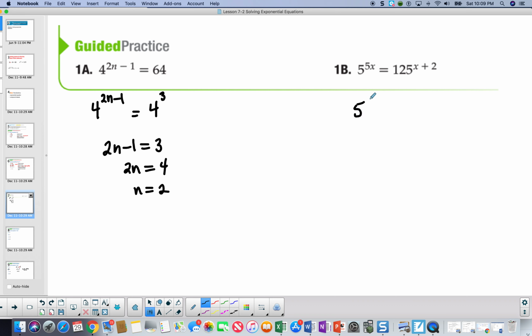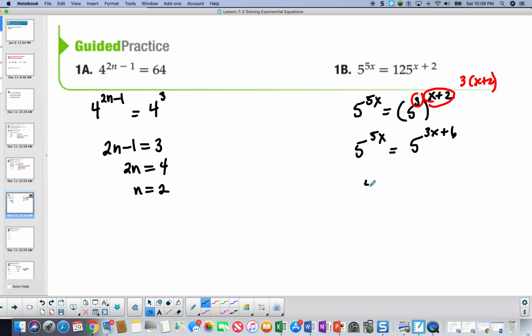Over here, this is 5 to the 5x power. I want to make 125 into 5 to some power. So this will be 5 to the third power. Now I can again use power to a power, multiply the exponents. So I can do 3 times x plus 2. And this is going to be 5 to the 5x power, and then this will be 5 to the 3x plus 6. Now that the bases are the same, I can equate the exponents. So this is going to be 2x is equal to 6, x is equal to 3.